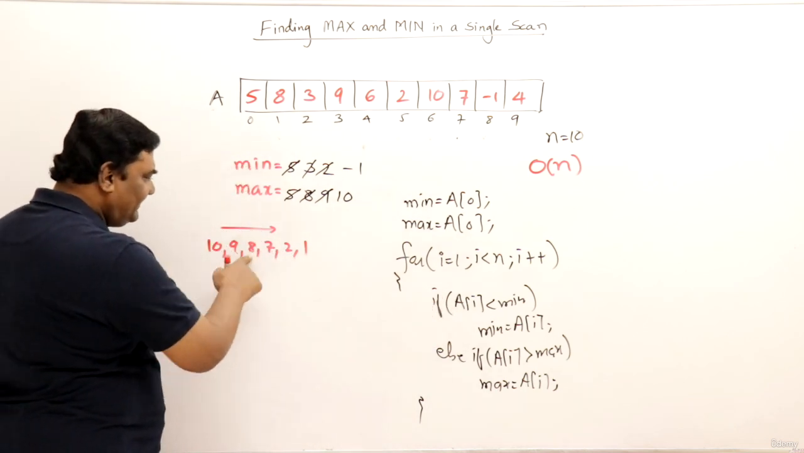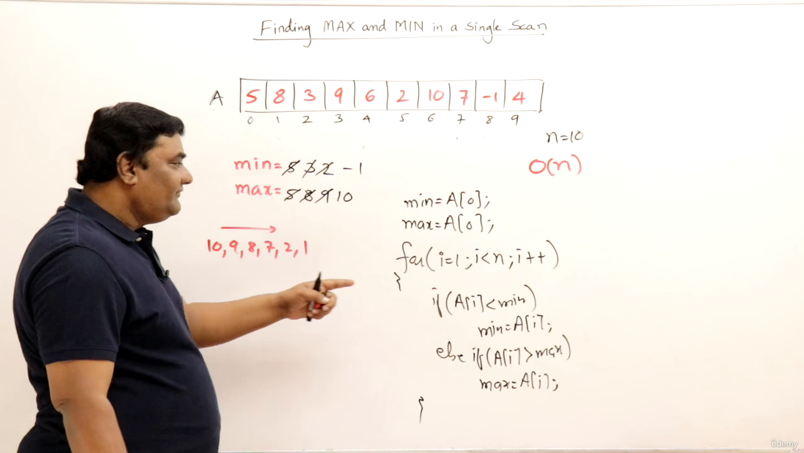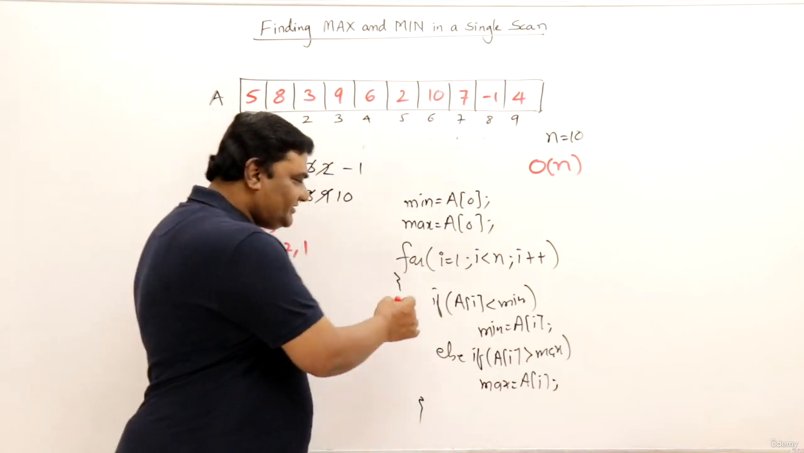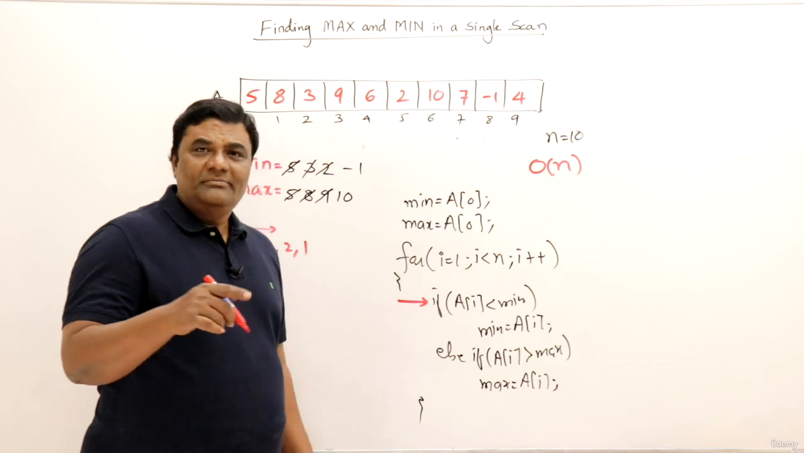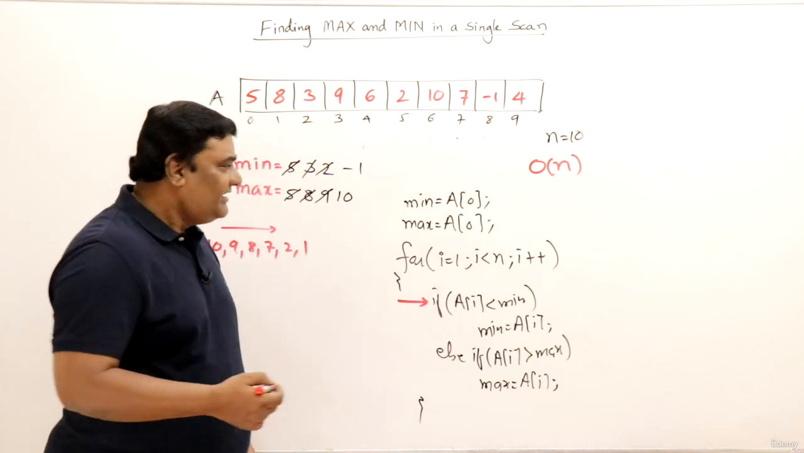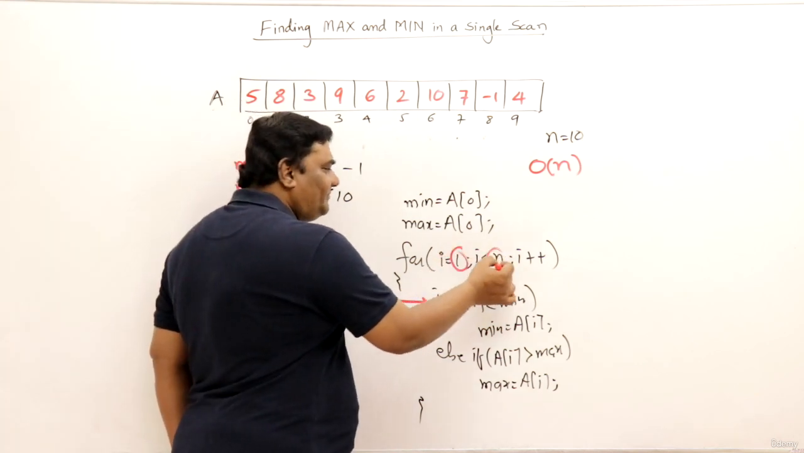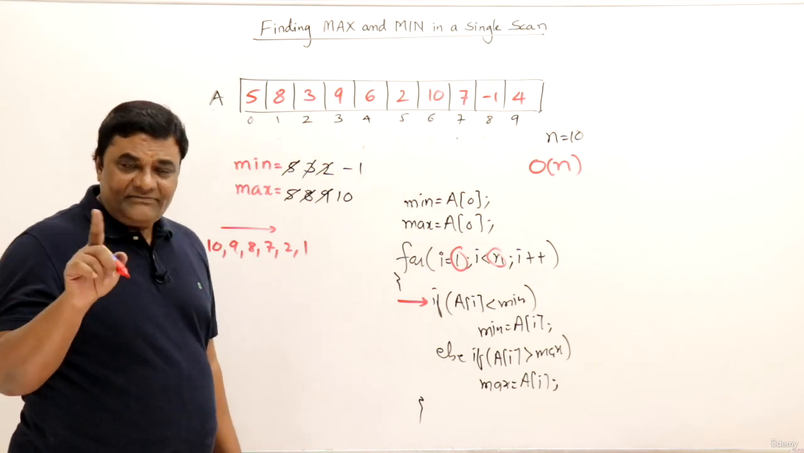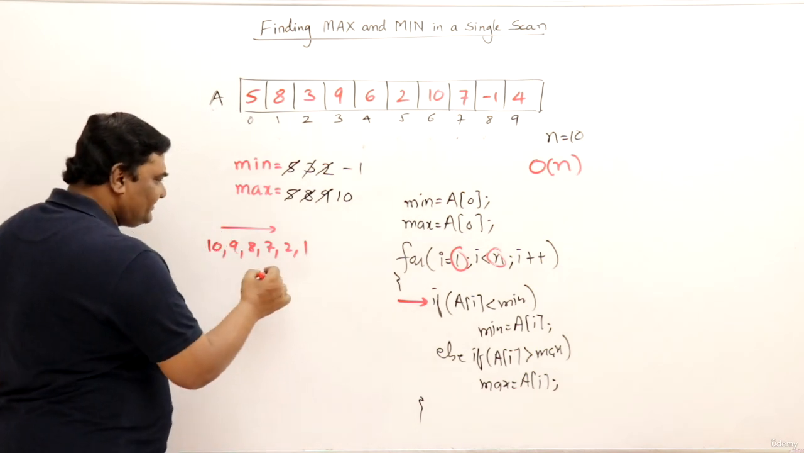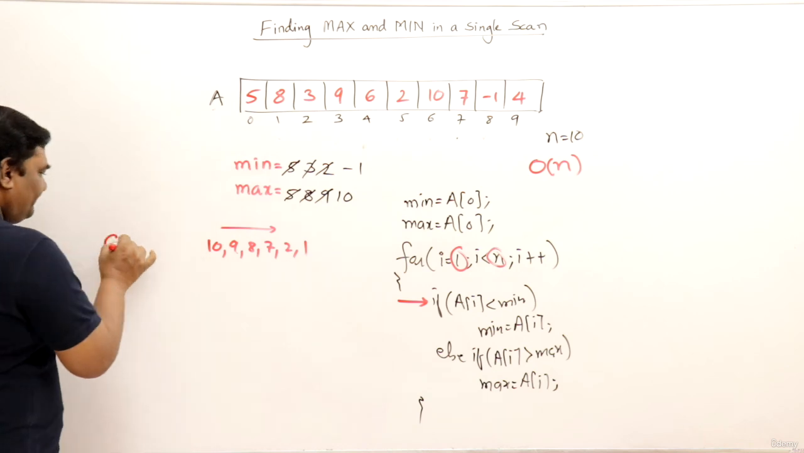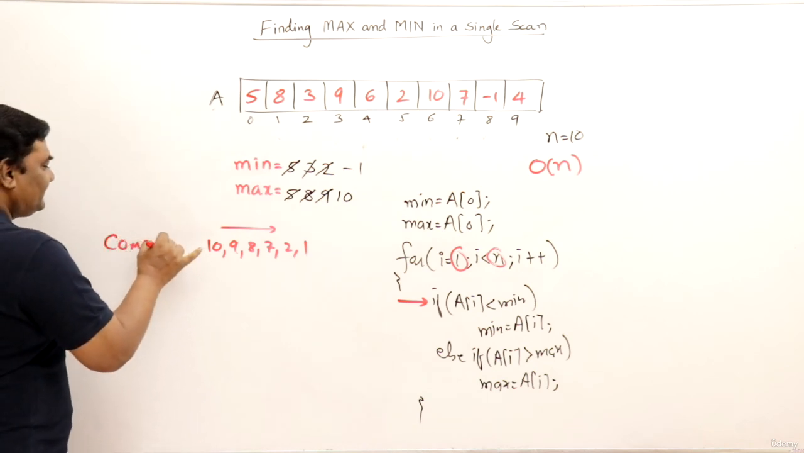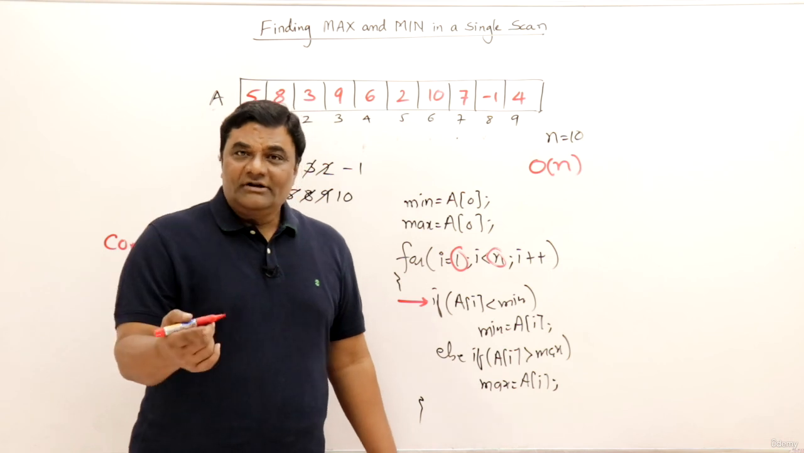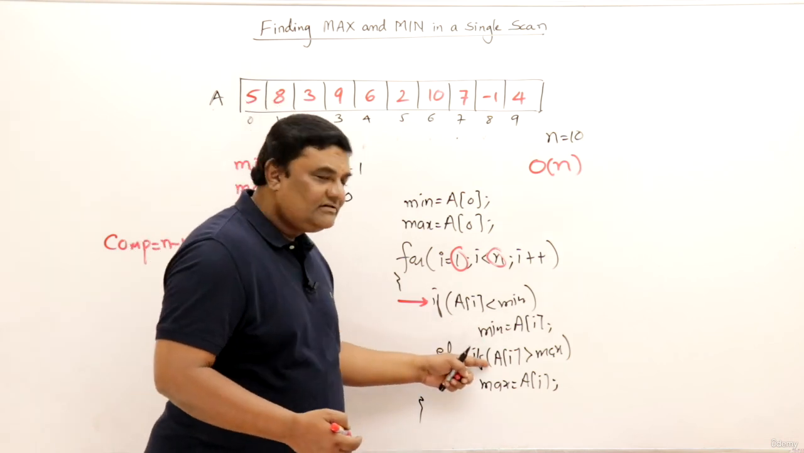9 is smaller, right? 8 is smaller, 7 is smaller. Always this will be true. If the list is in descending order, then only this condition will be executed. So how many times will the condition be executed? As we are starting from 2 and stopping at n, that is except one element. So the number of comparisons for this case will be n minus 1, right? One less.